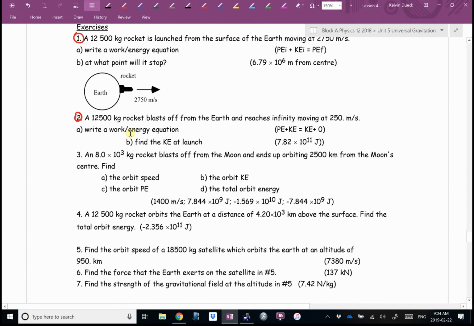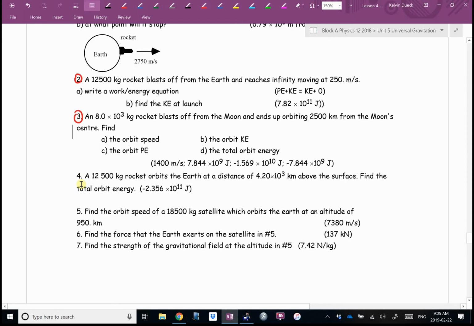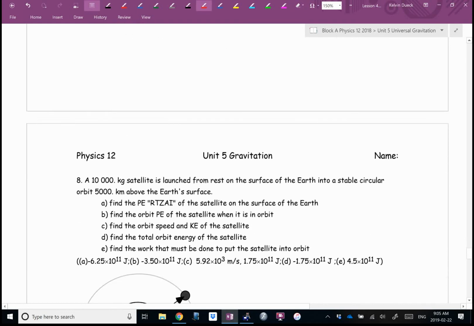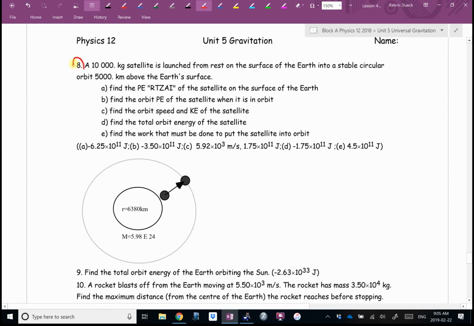What's your homework? Number 1 and number 2. Three is good. 5 is good. Please notice they gave you an altitude and in kilometers. You'll need to multiply it by 1,000 and then change it into a radius. 8 is good. You can skip 6 and 7.